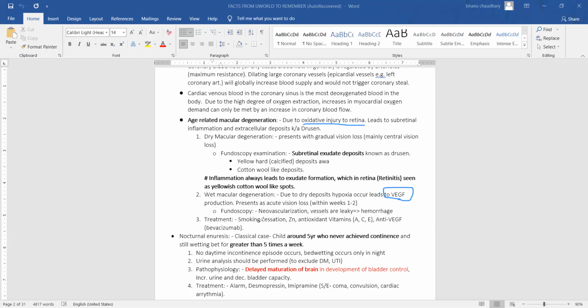Treatment includes smoking cessation if the patient smokes, and zinc, which is an antioxidant type of electrolyte, you will give the patient. Antioxidants like vitamins A, C, E will be given, and anti-VEGF drugs like bevacizumab can be given. That's about my ARMD. Any doubt?